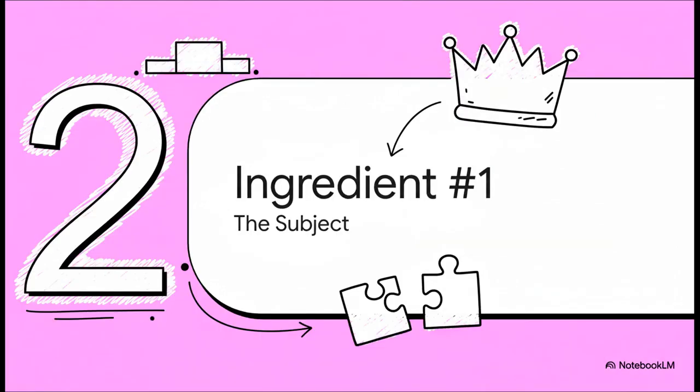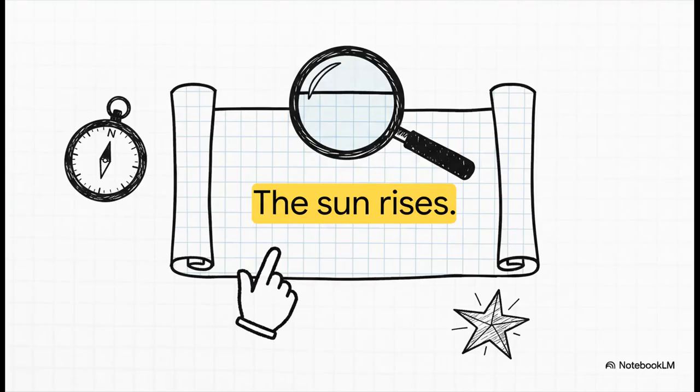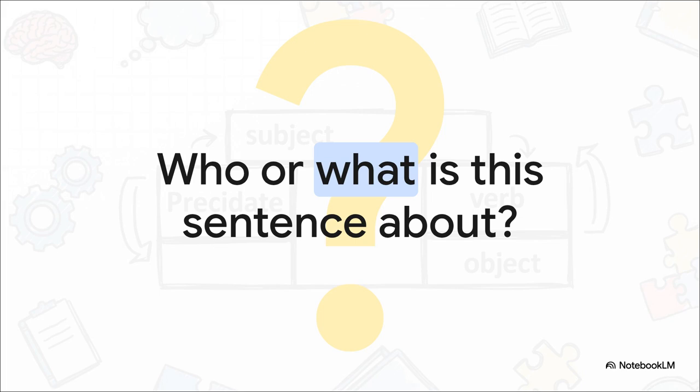All right, let's take this machine apart and look at the first piece of the puzzle, the subject. This is the foundation. It's the main character of our little story. We're going to use a super simple sentence as our guide here. Just 3 little words, but trust me, it has everything we need to see the blueprint in action. So take a look. Who or what is the star of the show here? What's the thing that this entire sentence is really about?